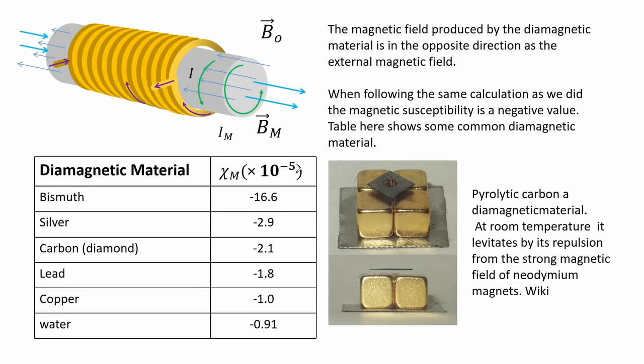The magnetic field produced by the diamagnetic material is in the opposite direction as the external magnetic field. When following the same calculation as we did, the magnetic susceptibility is a negative value. The table here shows some common diamagnetic materials. Pyrolytic carbon is a diamagnetic material. At room temperature it levitates by its repulsion from the strong magnetic field of neodymium magnets.